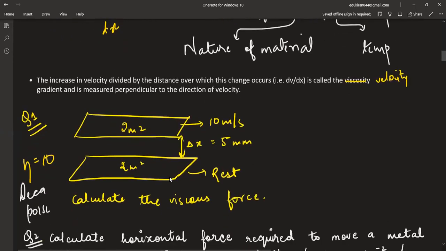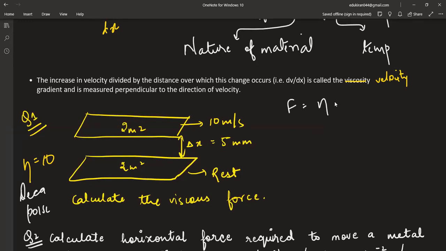Suppose this is a question. Coefficient of viscosity is 10 decapoise. Decapoise is the SI unit, this I'll be discussing. This is moving with 10 meter per second. Separation between them is 5 millimeters. And the area of each layer is 2 meters squared.